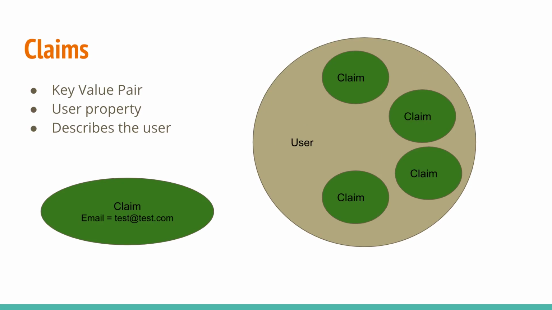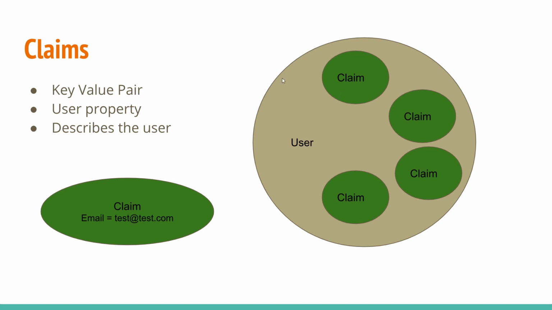Claims. Claims are a little bit different. Well, not a little bit. They're entirely different. They're a key value pair. So if you look at this claim bubble here, essentially this is an email. So you're specifying a key or a type. You can say it's an email, it's a username, it's an image. You can have all sorts of claims, right? And this claim belongs to a user or an entity, and claims are used to describe that entity. So they're essentially user properties, and they tell the program, or the context in which they're used, something about the user.